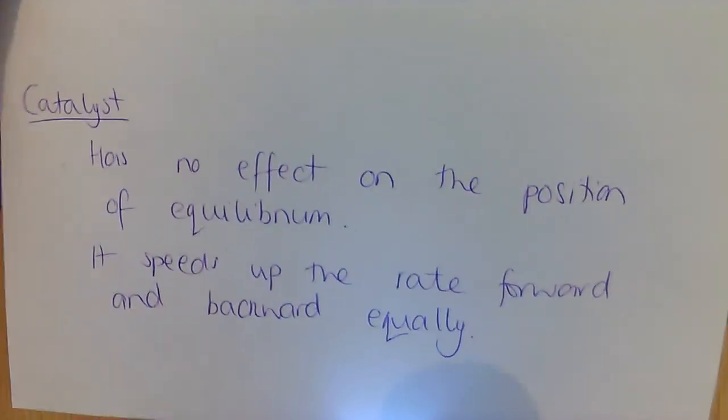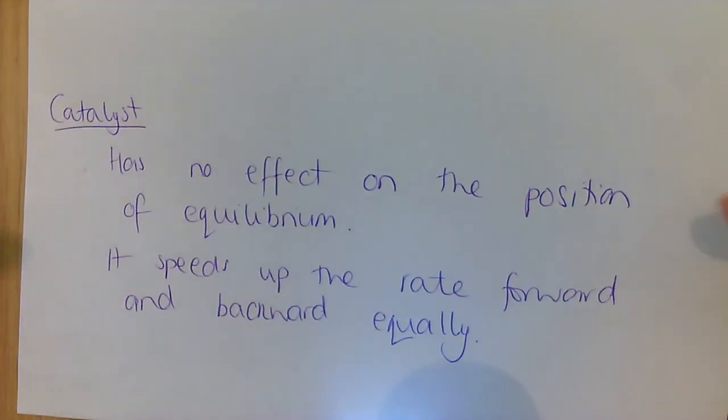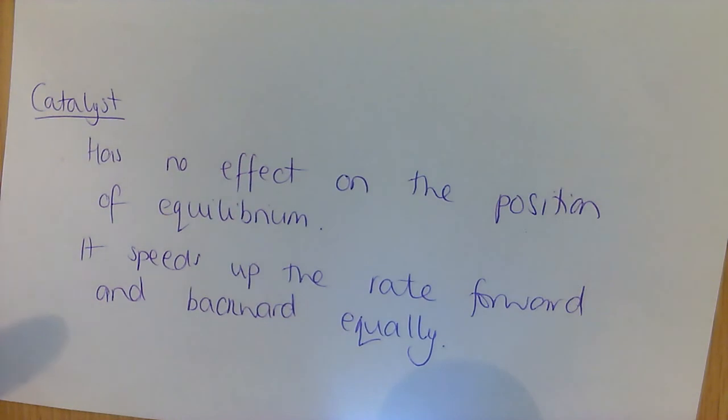And then the final thing for equilibrium is the effect of a catalyst. This one's really simple because a catalyst has absolutely no effect on the position of an equilibrium. It will speed up the backward reaction just as quickly as it will speed up the forward reaction. It does it equally, so the position of the equilibrium isn't actually moved. All it will do is increase the rate. It won't have any effect on the yield.